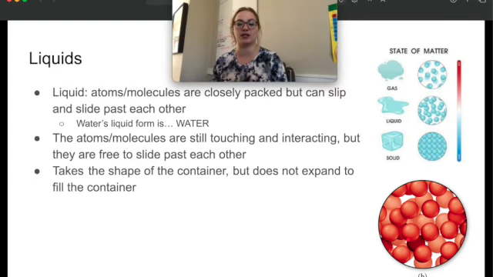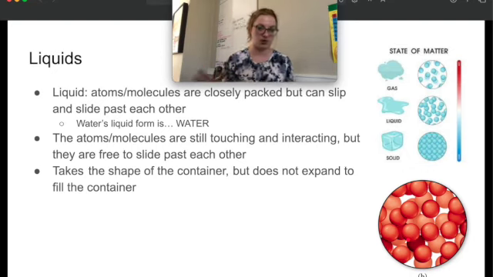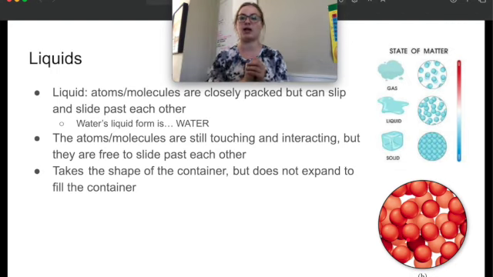Liquids take the shape of the container, but don't expand to fill the container. So what do I mean by that? I could take the water in my water bottle that is currently the shape of my water bottle. I could pour it in a Tupperware container and it's going to fill the bottom of that container. If I pour it into a popcorn bowl, it's going to fill the bottom of that bowl there.